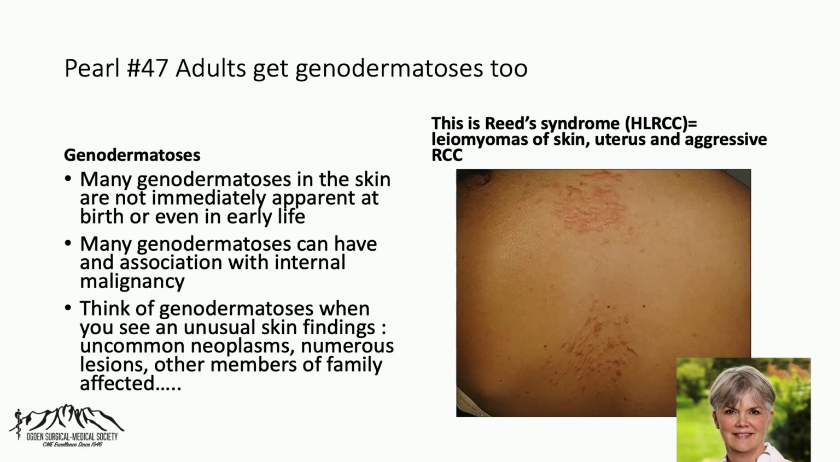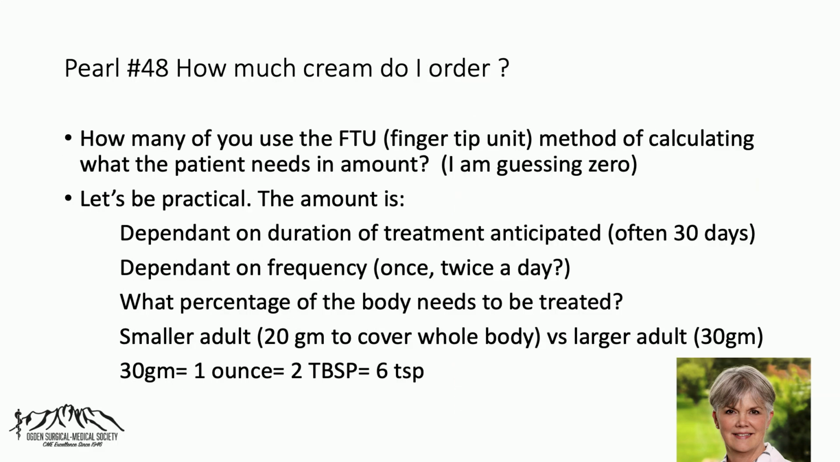For instance, this is called Reed syndrome on the right, and it goes along with these cutaneous leiomyomas, many of them. So when somebody has a whole lot of benign tumors, or they say, yeah, my brother's got these too, you should be thinking, what could this be a sign of? Because it's not normal to get many benign tumors like this, okay?